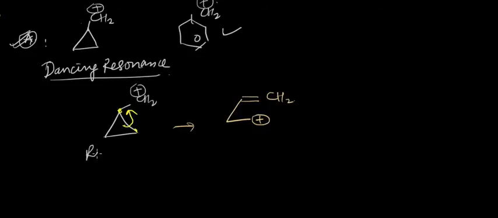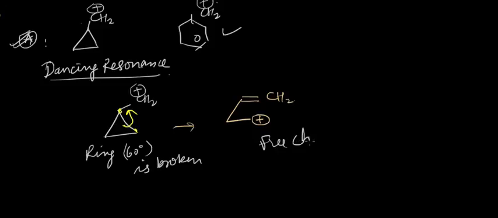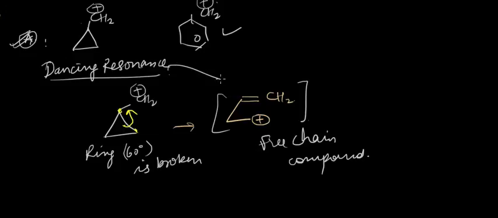Okay, so in this case we can see that the ring strain of 60 degree is broken into a free chain compound. Hence, due to the breaking up of this cyclic ring because of dancing resonance, this is more stable than positive charge over carbon atom attached to a phenyl ring. Okay, so this is an important exception to be remembered. So I'm just writing exception. You will find a lot of exceptions when you study organic chemistry, so stay tuned. Okay, so just remember this exception by heart.